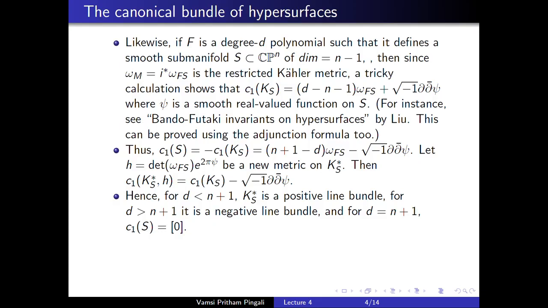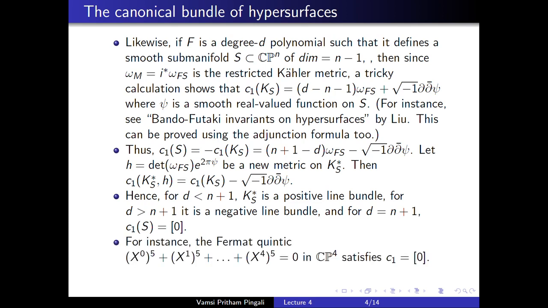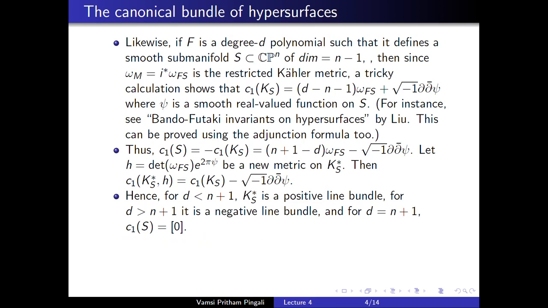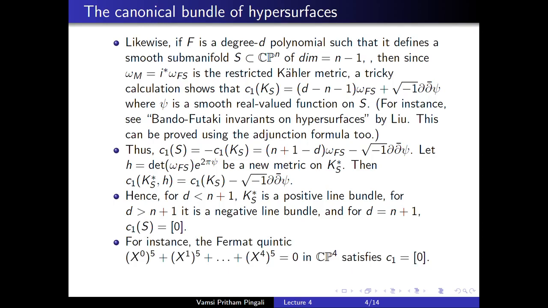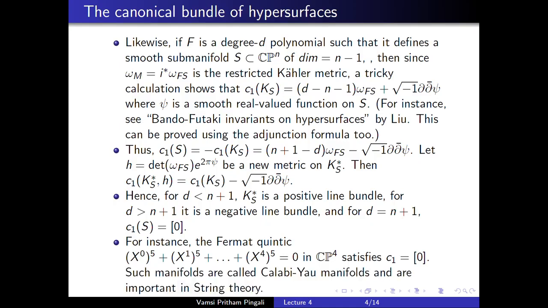Such manifolds having first Chern class 0 are given a name. I'll come to the name soon, but here's an example of a threefold in CP4 which satisfies the first Chern class being 0. Why is the first Chern class 0? Because d here is 5, n is 4, so d equals n plus 1. Such manifolds are called Calabi-Yau manifolds. They're very important in string theory.